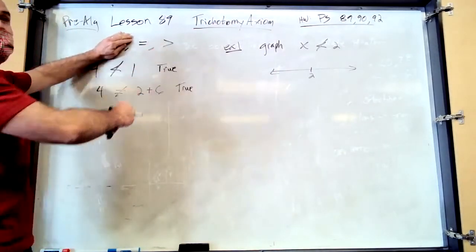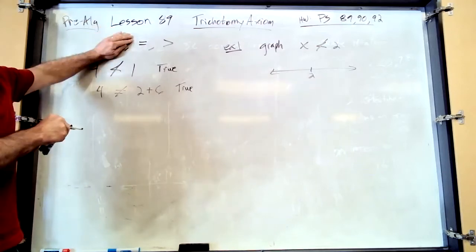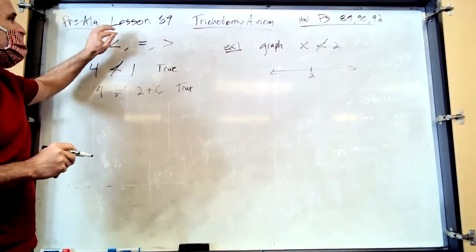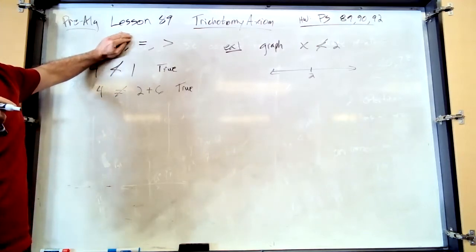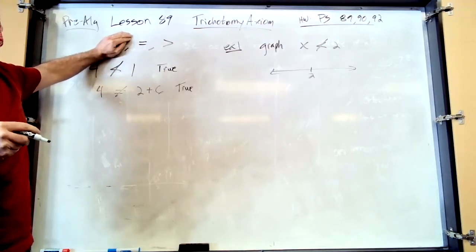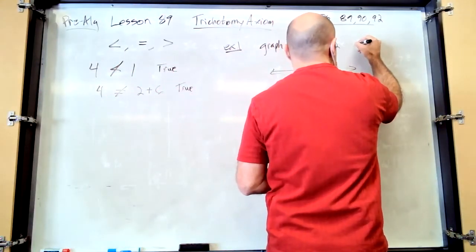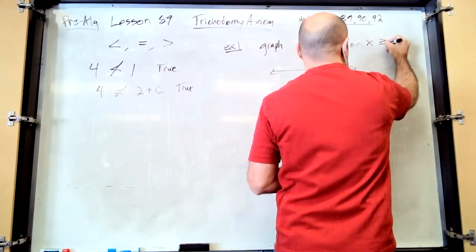So it could be these two. There's a symbol for both of those. It's a greater than with a line under it. So if it's not that, you're only eliminating one out of the trichotomy axiom. Only one out of the three is negated. So the other thing is basically this: x is greater than or equal to 2.